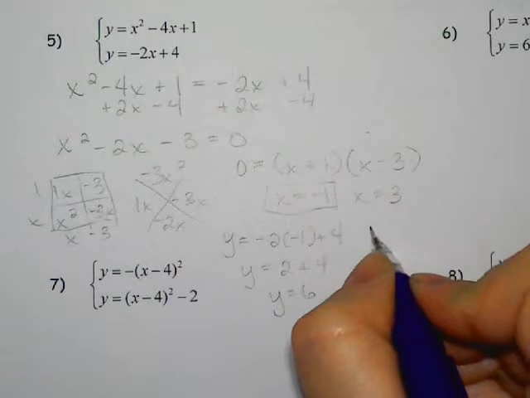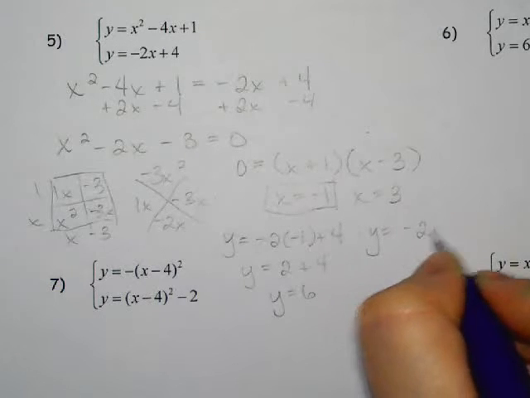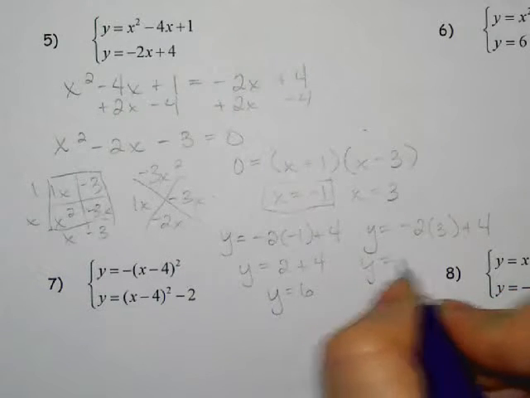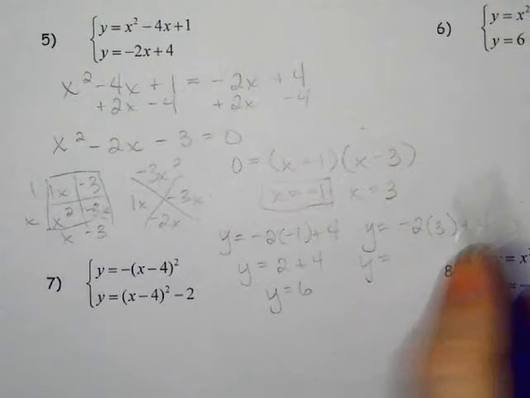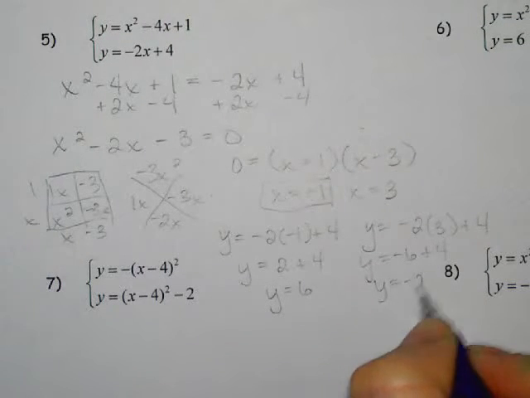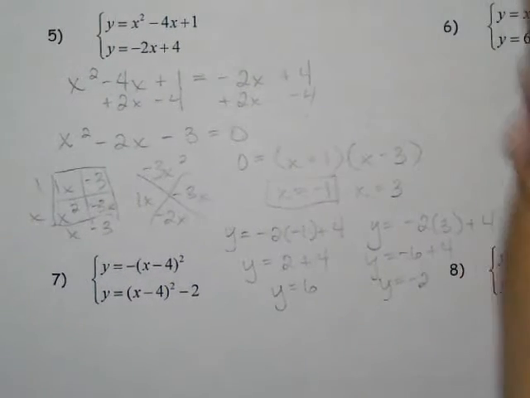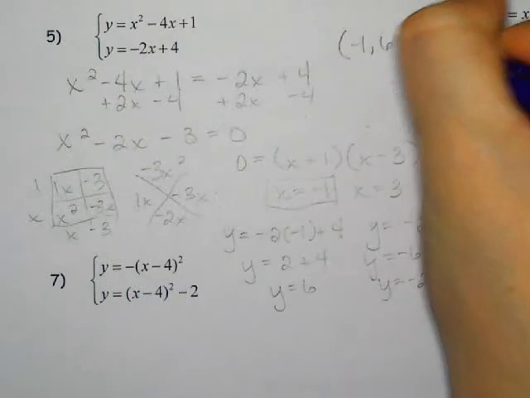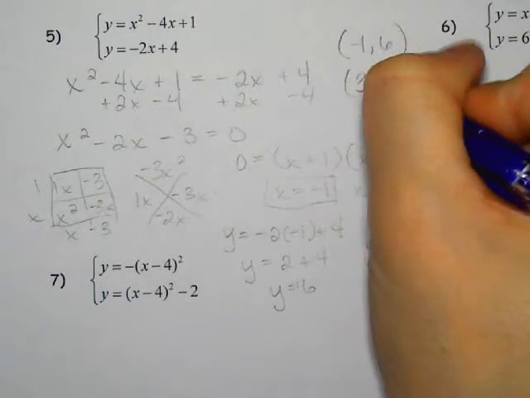And over here, I'm going to use the linear equation again. Negative 2 times 3 plus 4. Let me write my negative more clearly. Plus 4, so y equals negative 2. So, I have 2 points of intersection. Those points are negative 1, 6, and 3, negative 2.